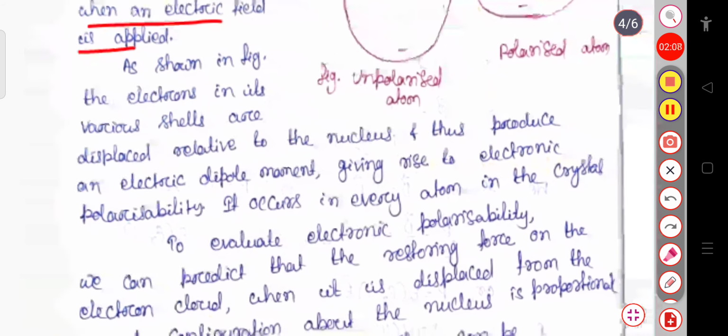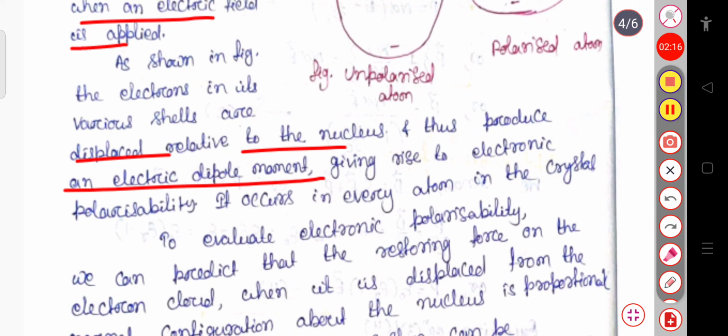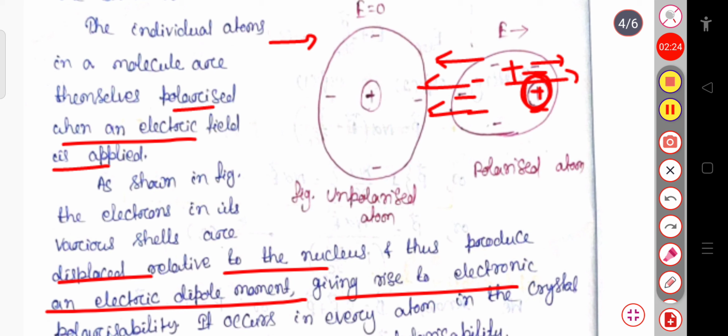Now the electrons in the various shells are displaced relative to the nucleus, and thus it produces an electric dipole moment, and it gives rise to the electronic polarizability, and it occurs in every atom in the crystal. So because of this charge separation, a dipole moment occurs. Due to this development of the electric dipole moment, it gives rise to the electronic polarizability.